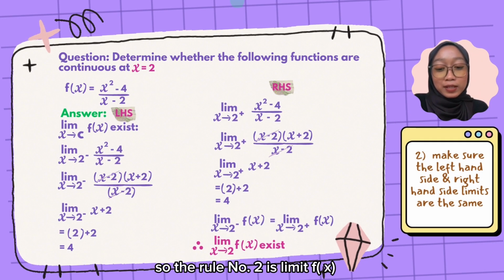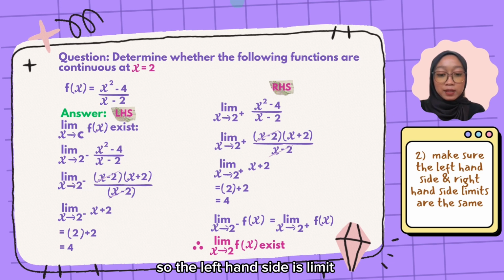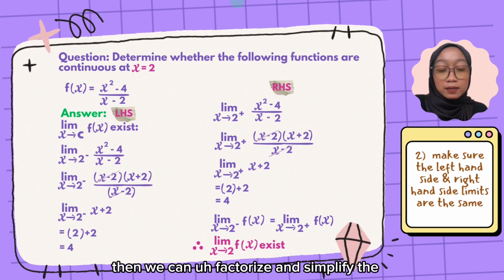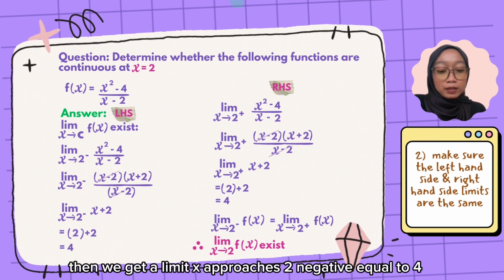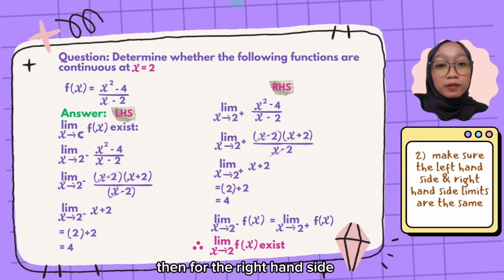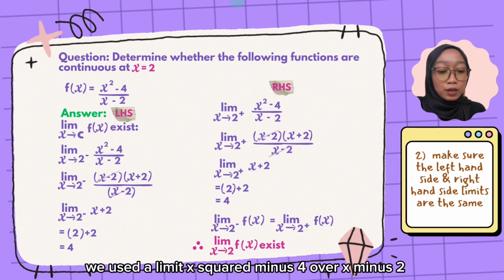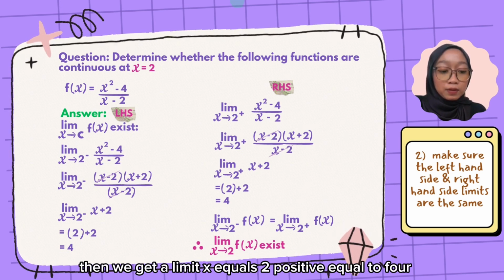Rule number 2 is that the limit of f(x) as x approaches 2 must exist. For the left hand side, the limit of x squared minus 4 over x minus 2 as x approaches 2 from the negative side, we factorize and simplify the numerator and denominator. Then we get the limit as x approaches 2 from the left equal to 4. For the right hand side, we use the limit of x squared minus 4 over x minus 2 as x approaches 2 from the positive side. Then we factorize and simplify, and we get the limit as x approaches 2 from the right equal to 4.